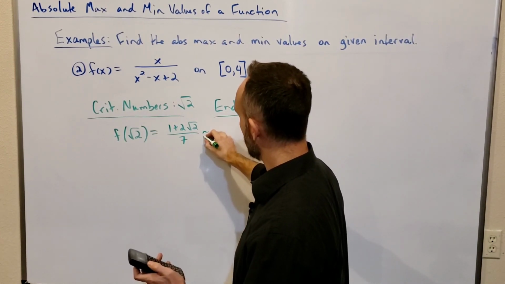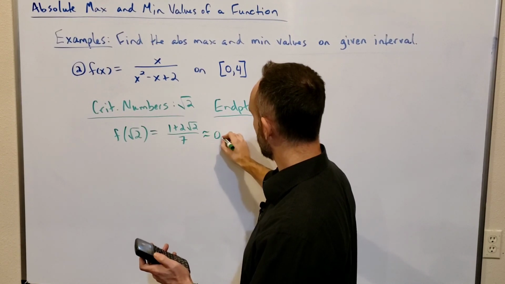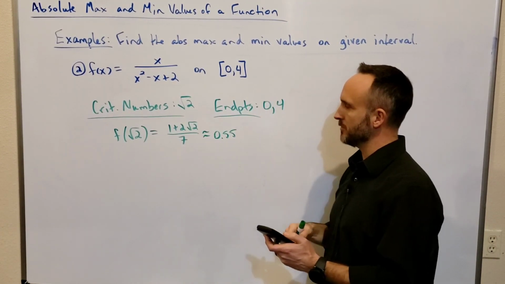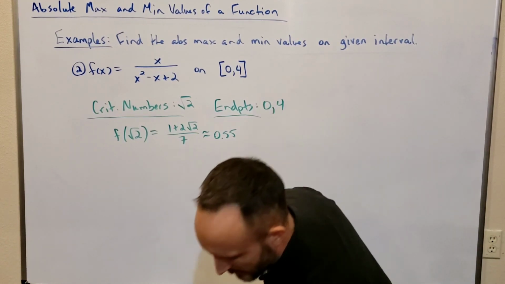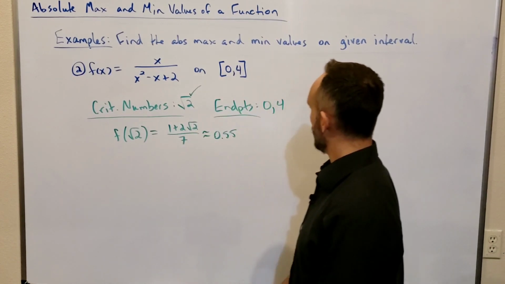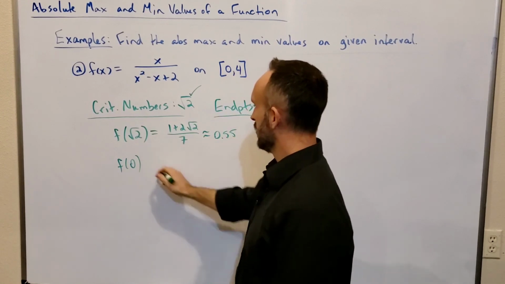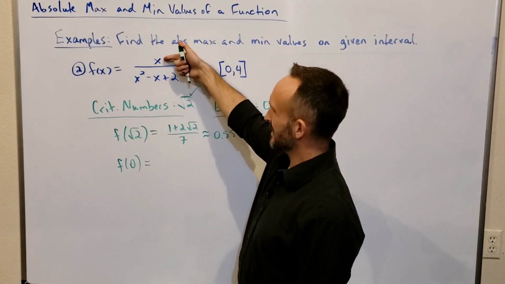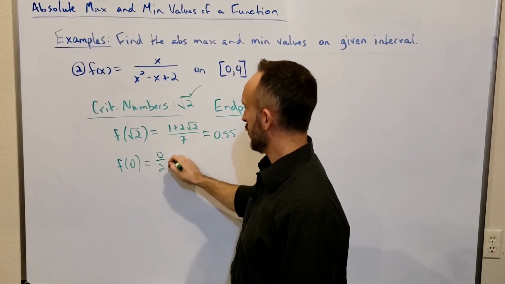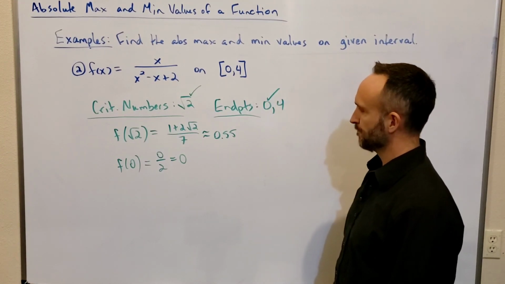And just to get a rough idea of what number that is, it is about 0.55. Okay? Just to get an idea. We can come back and do more digits if we need to, as far as rounding it. So that's f of the square root of 2. So I've got the y value for that guy. Let's look at f of 0. That's easy. I get 0 on the top. I get 2 on the bottom. 0 over 2 is just 0. And now I've got my y value for this guy.